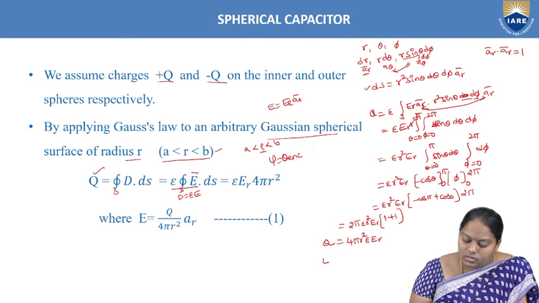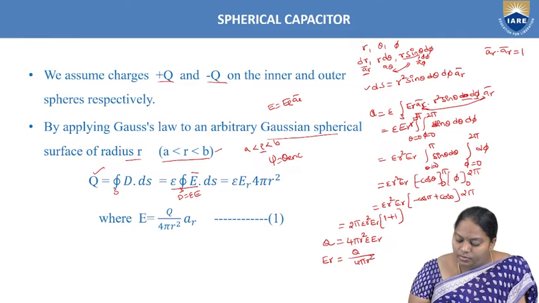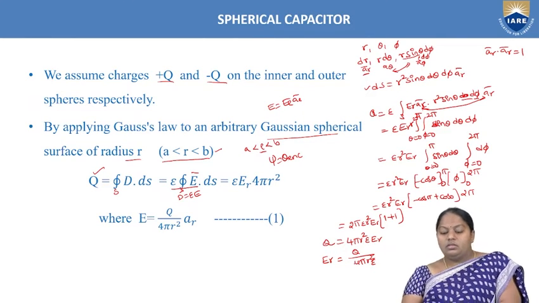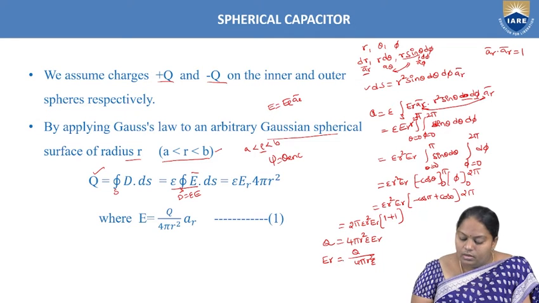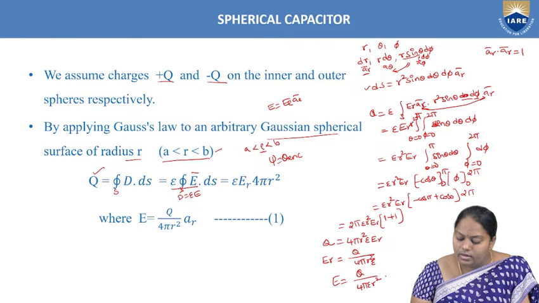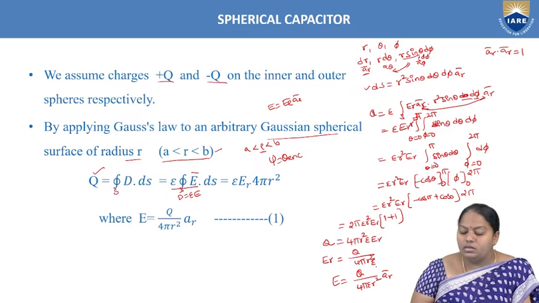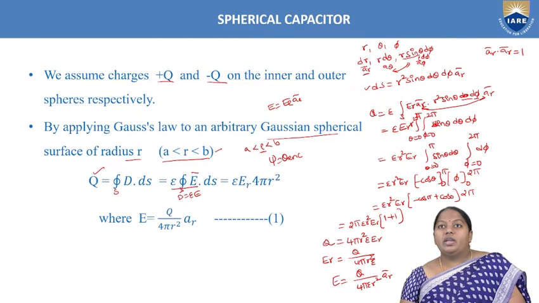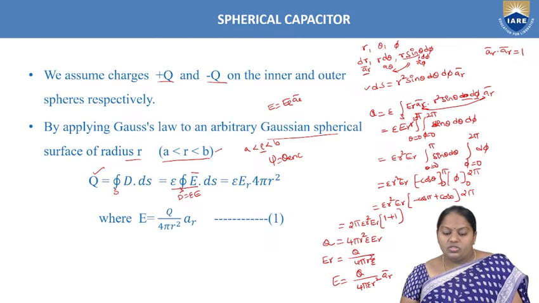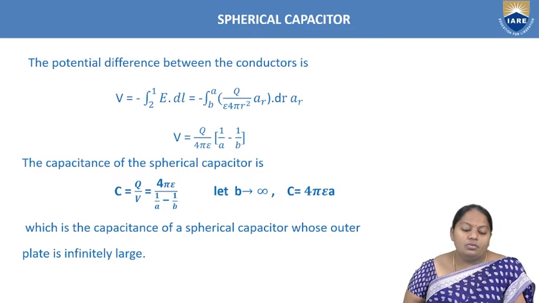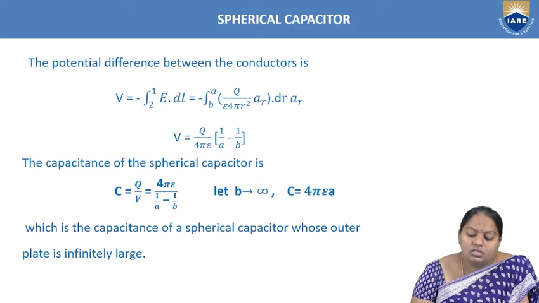Now from this you are going to estimate ER equal to Q by 4 pi R square epsilon can be obtained. So in general E can be written as Q by 4 pi epsilon r square into AR. This is the value of E obtained in the case of spherical capacitor. Right? Now, the potential difference between the two conductors.